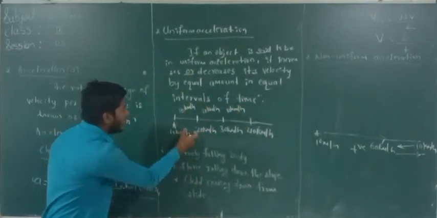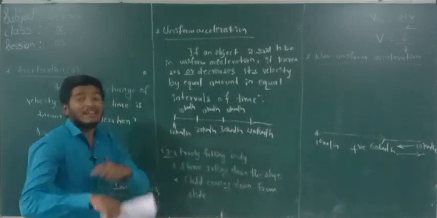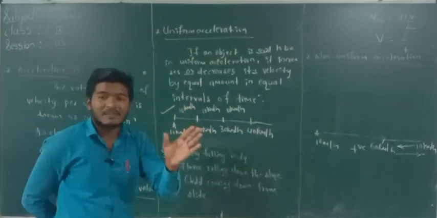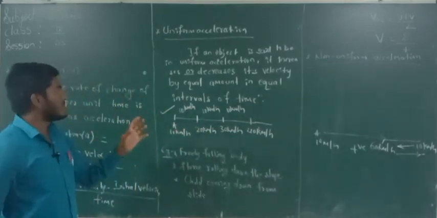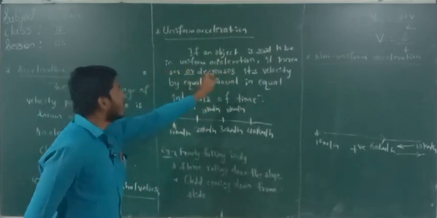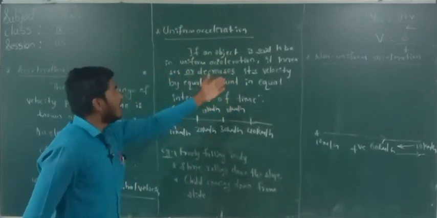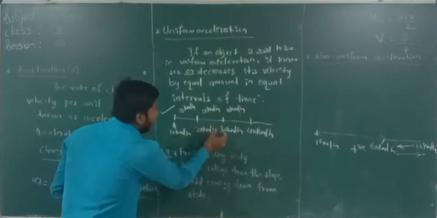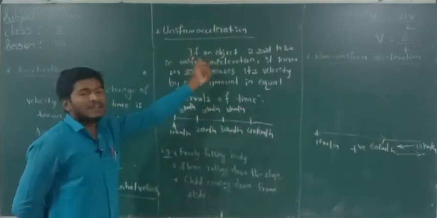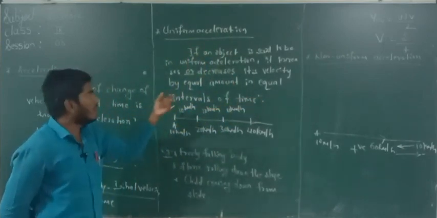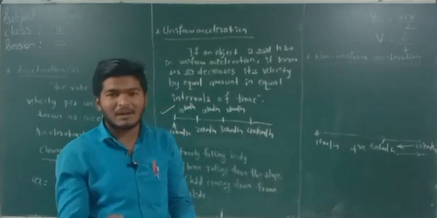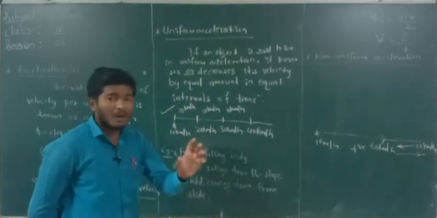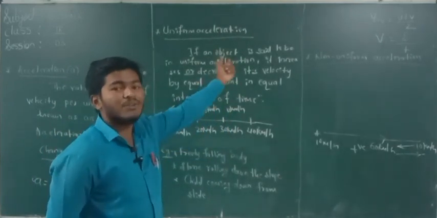See here, at every equal interval of time, that is every 10 seconds, it increases the velocity by 10 km per hour. Then only this object will be said to be in uniform acceleration. Is it clear? If an object is said to be in uniform acceleration, it increases or decreases its velocity by equal amount in equal intervals of time. That is known as uniform acceleration.